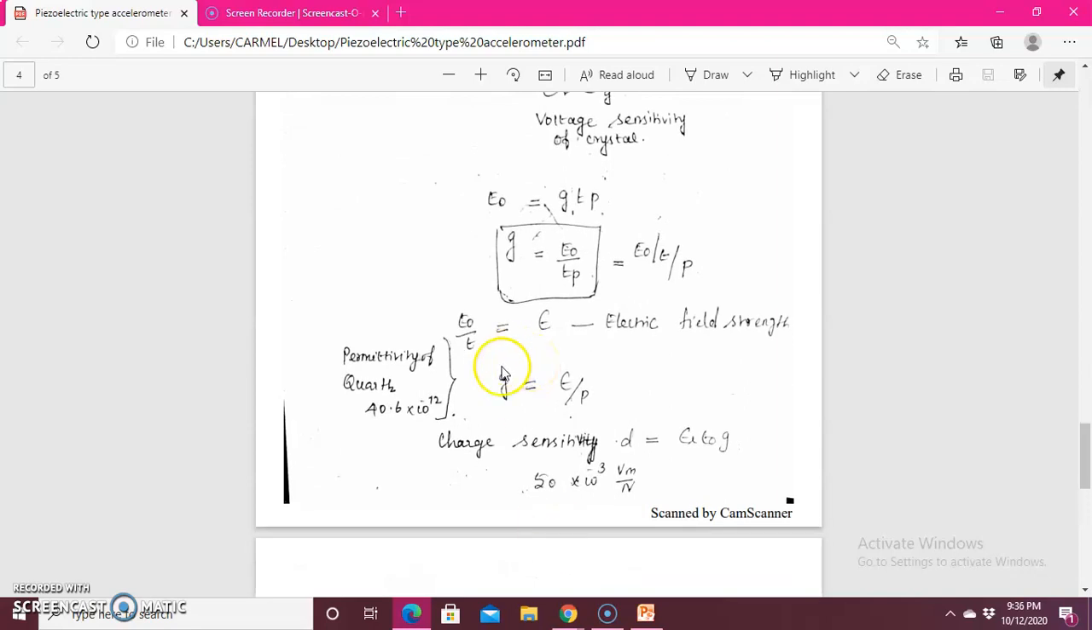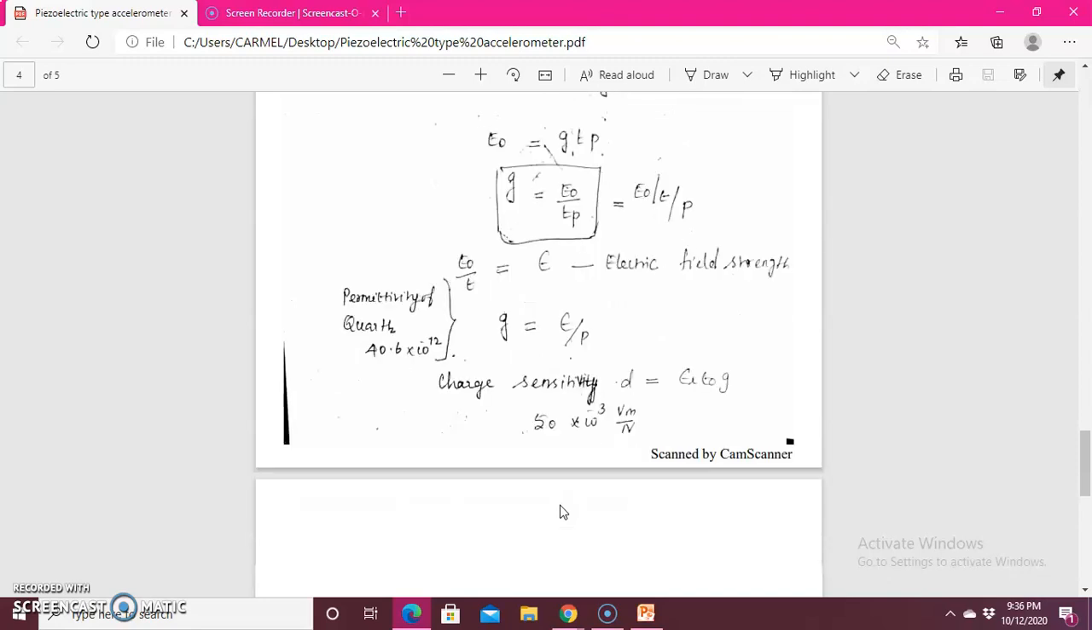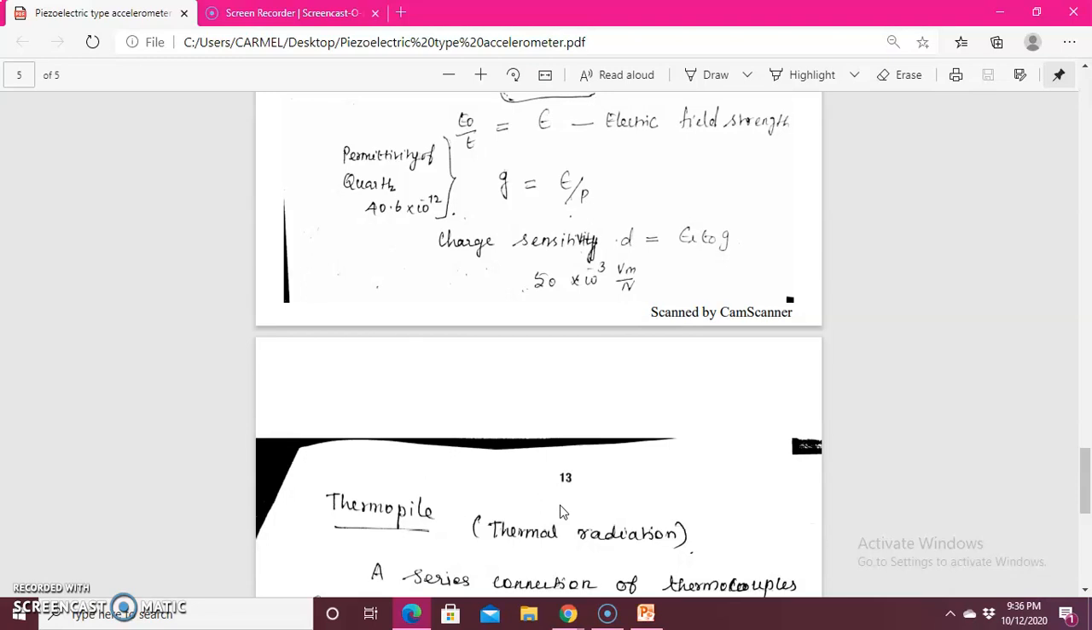So finally, voltage sensitivity of a particular crystal G, which is nothing but epsilon by P. So your epsilon, which is nothing but electric field strength, is calculated through E naught divided by small t, and P is nothing but your pressure. So the charge sensitivity D, which is equal to epsilon R epsilon naught into E naught into G. So the permittivity of the quartz, which is nothing but 40.6 into 10 power minus 12, and charge sensitivity value is 50 into 10 power minus 3 voltmeter divided by Newton.